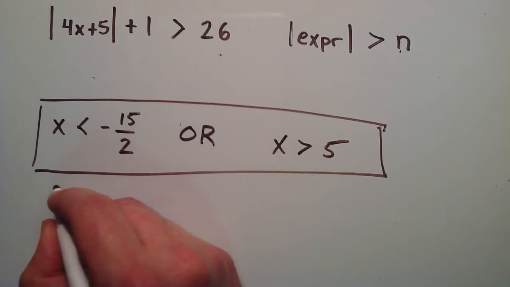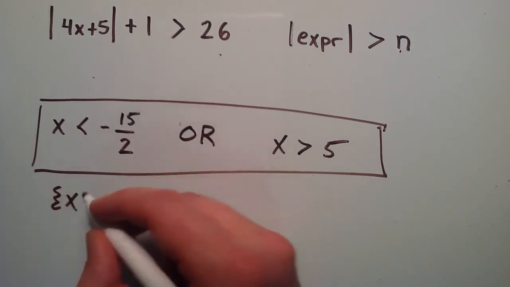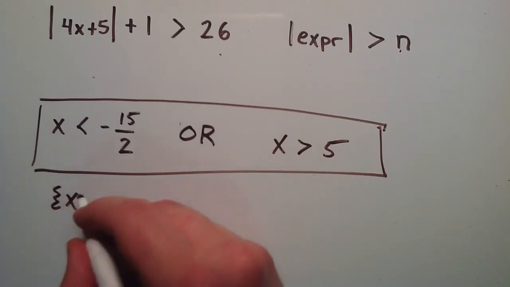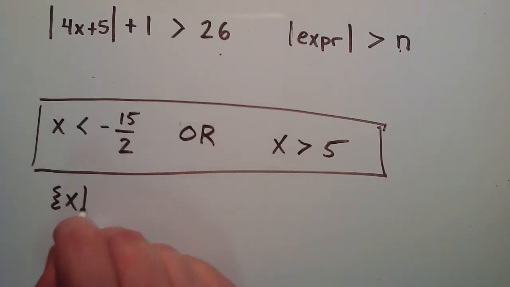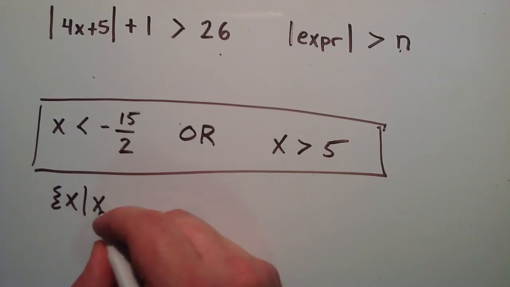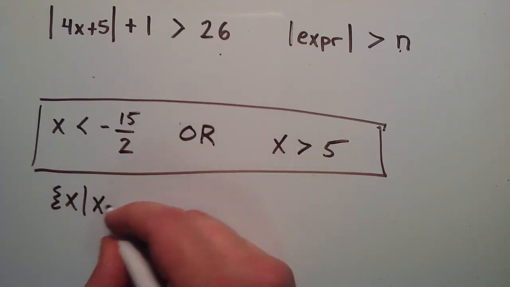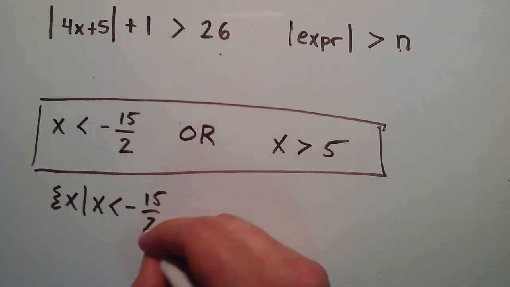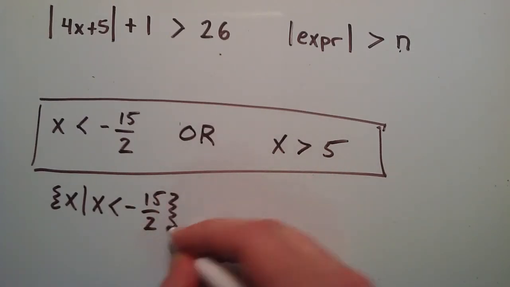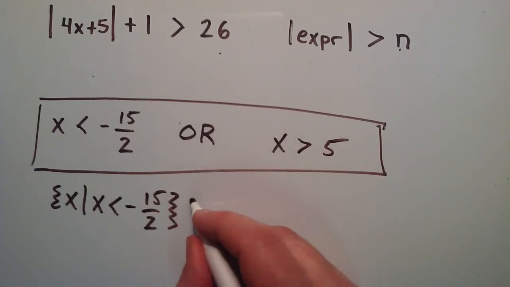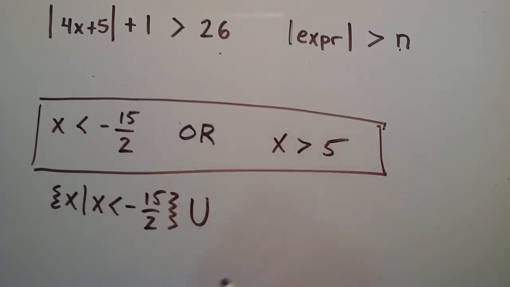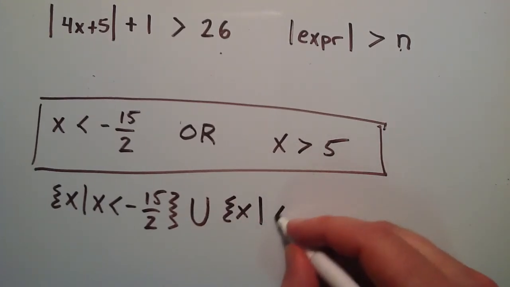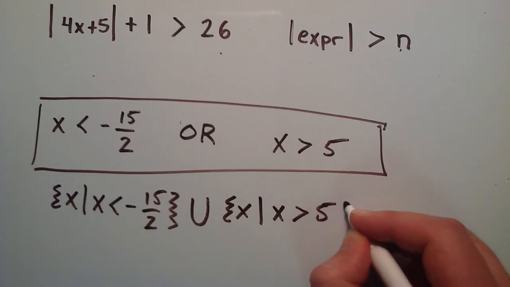The other way we could do it is we could write it in set builder notation. And the way we do that is we just do an opening curly brace and we name a variable. And then on the other side of this vertical bar we simply define our variable. And we define it by saying that x can be any value less than negative 15 over 2. And then we just close that. And then this or, we can just simply put a U for a union. And then over here we just do set builder notation just really quick. This is going to look like that right there.